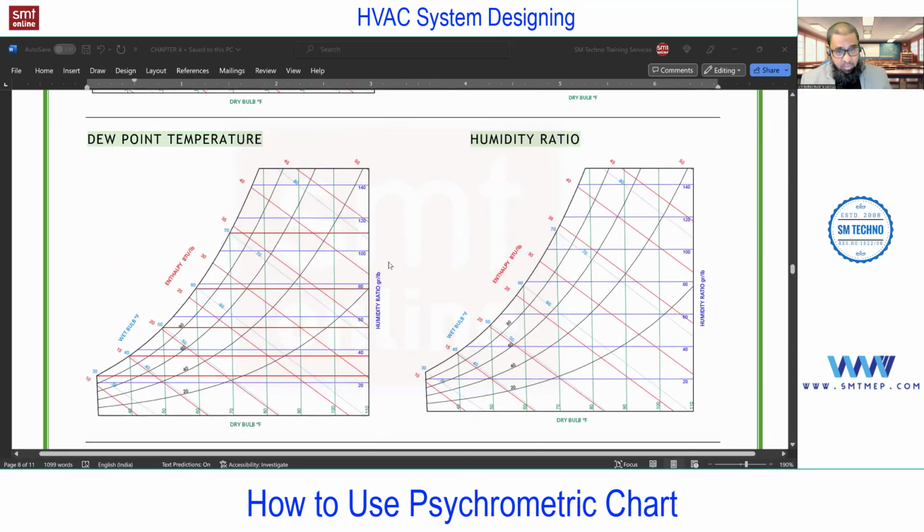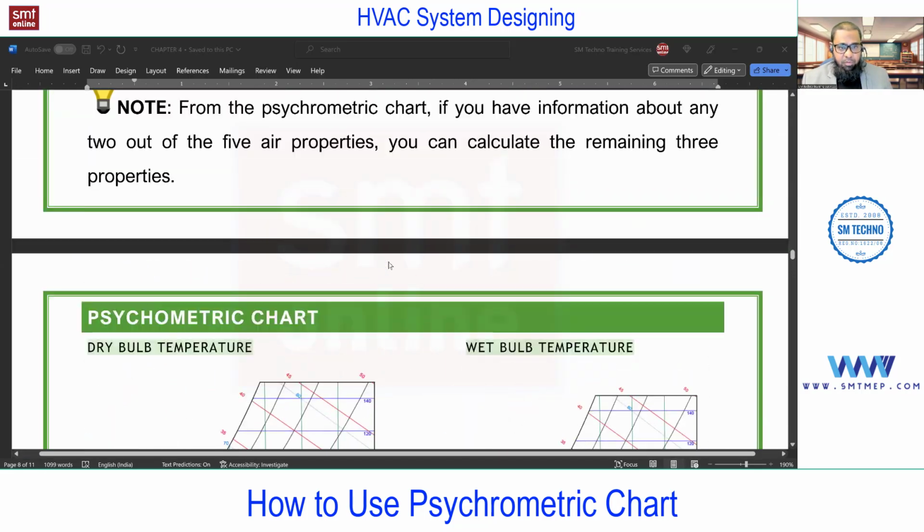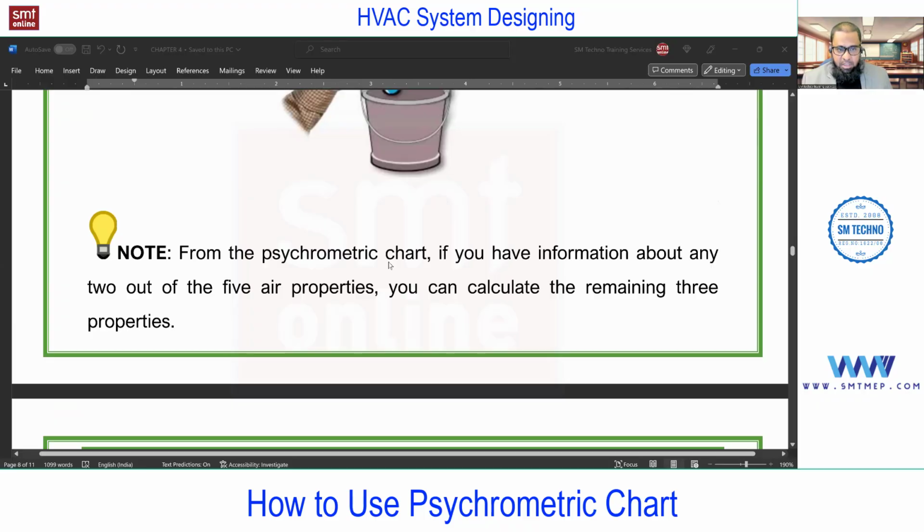Now we'll talk about this psychrometric chart. Before that, a note, as I said at the beginning: for the psychrometric chart, if you have information about any 2 out of the 5 air properties, say dry bulb and wet bulb, or dry bulb and RH, you can calculate the remaining 3 properties using the psychrometric chart. This is the condition to use a psychrometric chart.